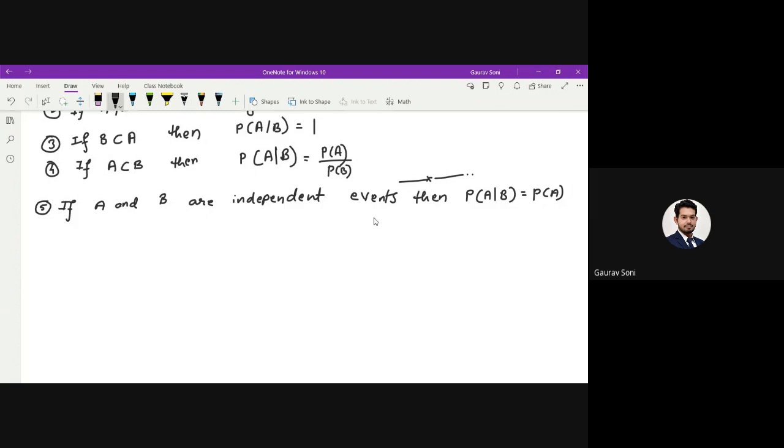Similarly, if I have the probability of B when A has occurred, in that case too, what will happen is we'll get the probability of B. Fine.